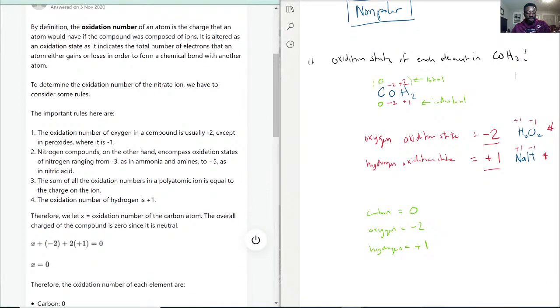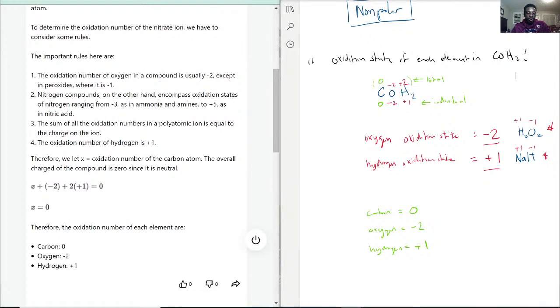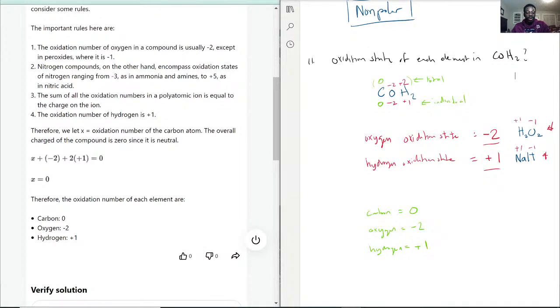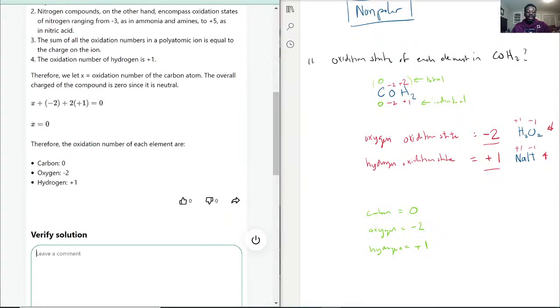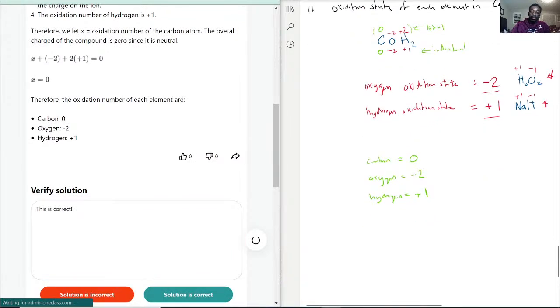Therefore, we let the oxidation number x be the oxidation number of the carbon atom. We don't know what carbon is. That's typically what you'd see there, that you usually have givens. You have elements that you do know about, and then you have to fill in the blanks with elements you don't know about based on the charge of that molecule. So as it shows here, -2 plus 2 is equal to 0. So carbon is 0, oxygen -2, hydrogen +1. So this is correct as well. Let's move on now to question number 12.